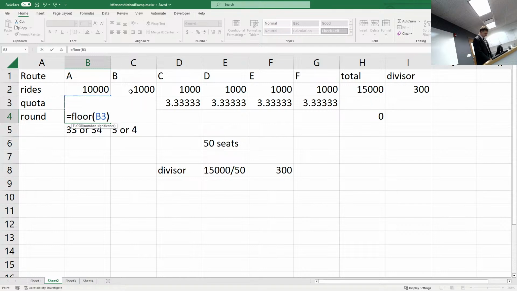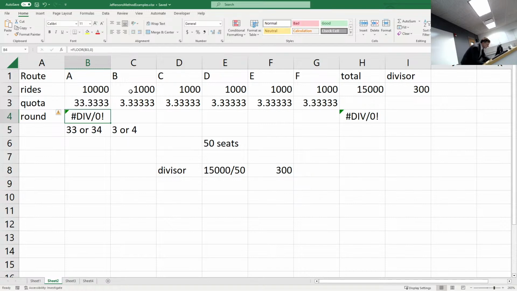Let's see if that works. No, it doesn't. Just a minute. What does it say? Oh, significance. Let's see, does that do it? Divide by 0? What's wrong with this? There we go. Okay, round down.